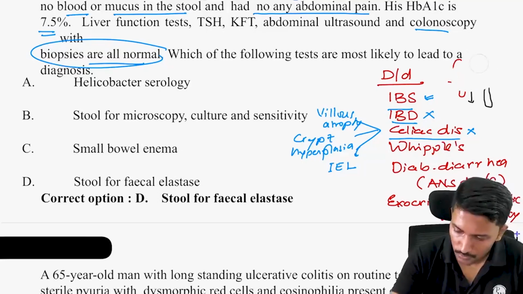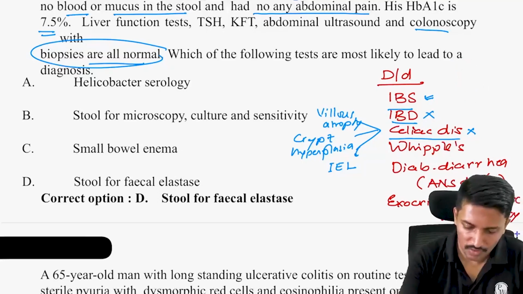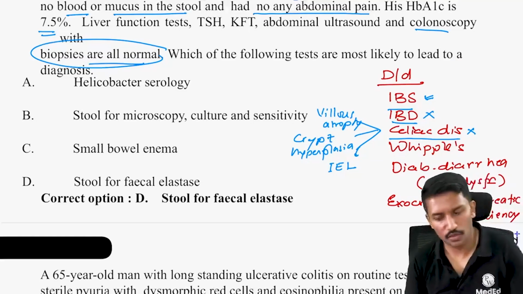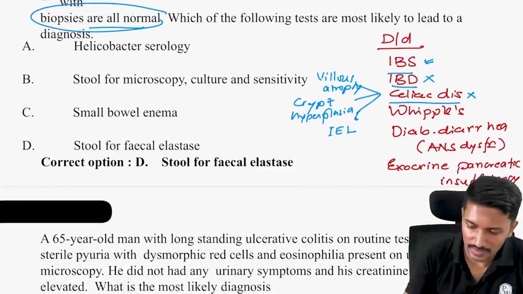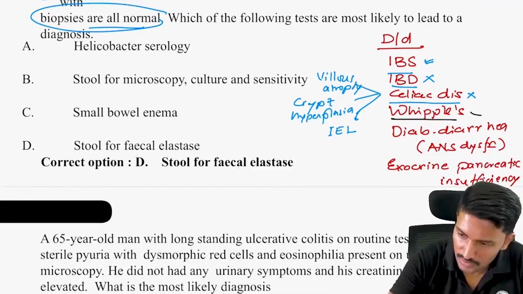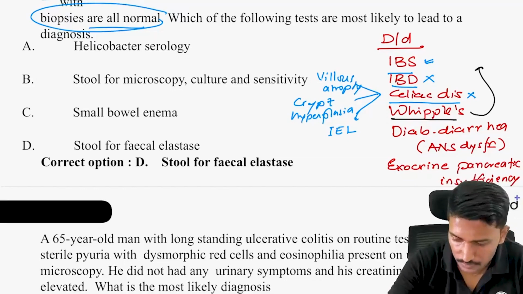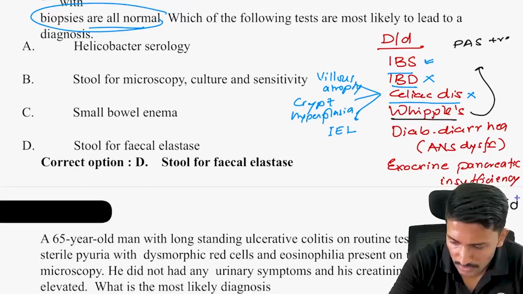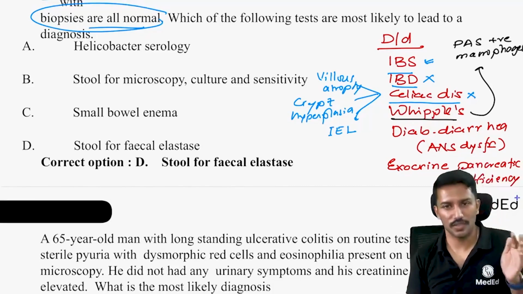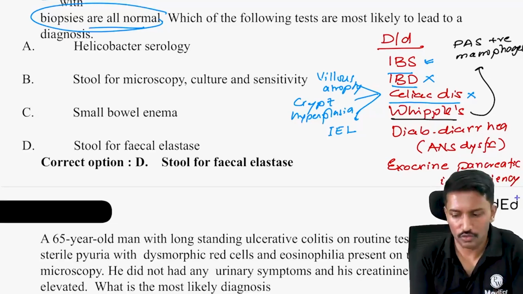Now, if that was there, then the examiner would have mentioned it in the biopsy, but that is not there. So probably it is not a case of celiac disease, right? Now, if it is Whipple disease, the examiner would have mentioned that there are PAS positive macrophages. That is not there here. The biopsy has turned out to be normal, so that is ruled out.